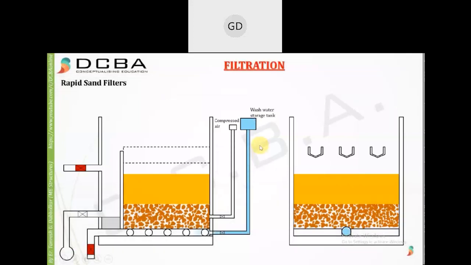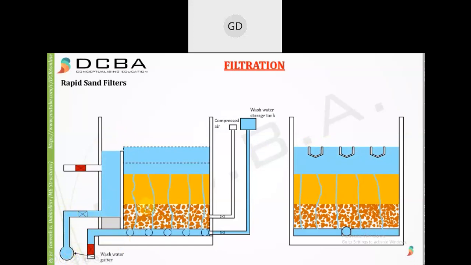So it will go through the central manifold, then into the laterals. Okay, then it will fill the laterals, then it will go upwards. Now the journey of the water is going upwards, and when it reaches here, let us just see it again. So when it is going upwards, it will fill, and when it reaches this trough area, it is going to spill out, and from here it is going to get collected into what is called as wash water gutter.